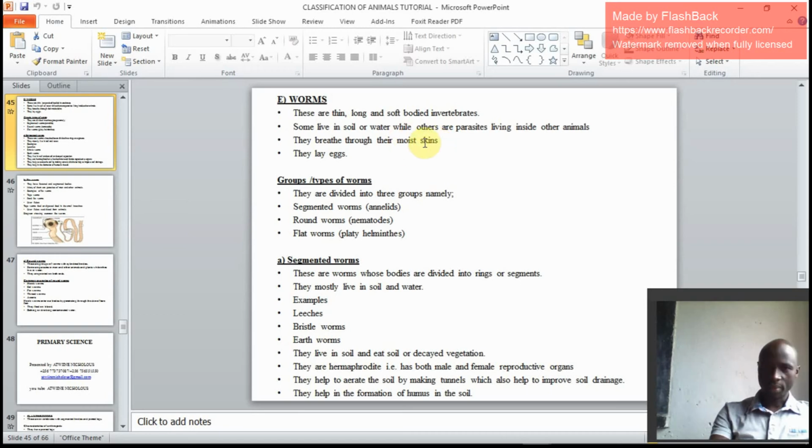They may ask, what does a tapeworm use to breathe? You must say it uses its moist skin. And they reproduce by laying eggs.